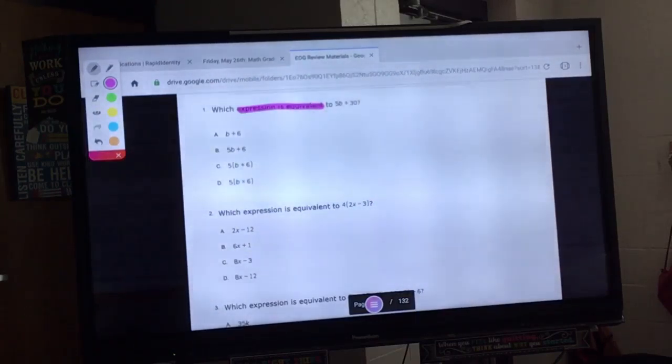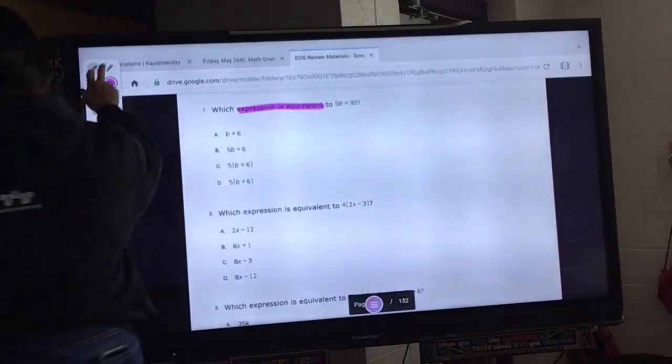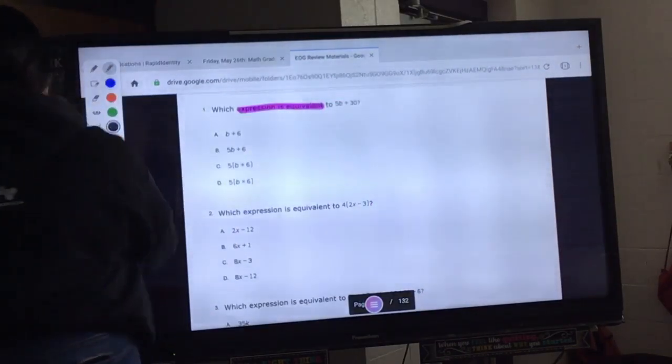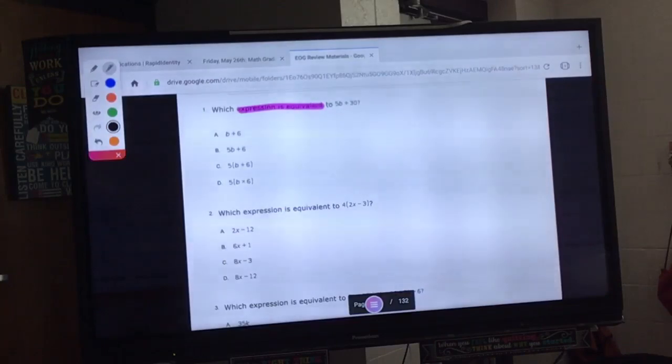Leo? It is an expression. We already know it's an expression. What type of question is this? You have got to pay attention, son. Kaylee, what type of question is this? This is a distributive property question.